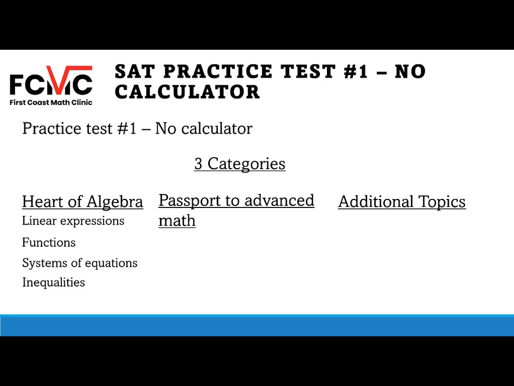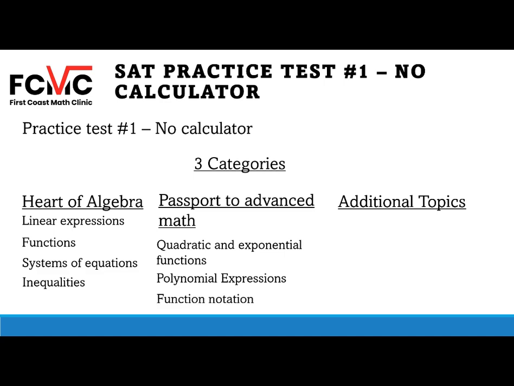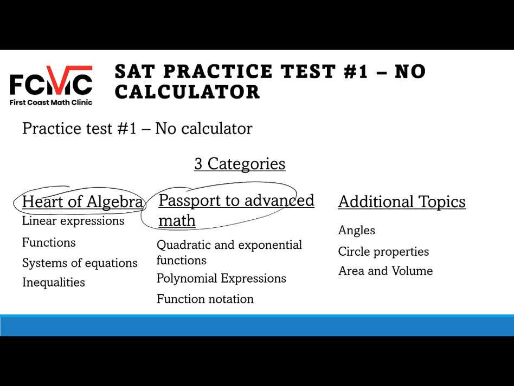Passport to advanced math has some more complex topics, things like quadratic and exponential functions, polynomial expressions, and function notation. Additional topics are a little more geometry-based, things like angles, circle properties, area and volume. The majority of the problems we're going to see in the calculator and no calculator tests are going to be in heart of algebra and passport to advanced math, right? So that's where the majority of the questions are going to come from.